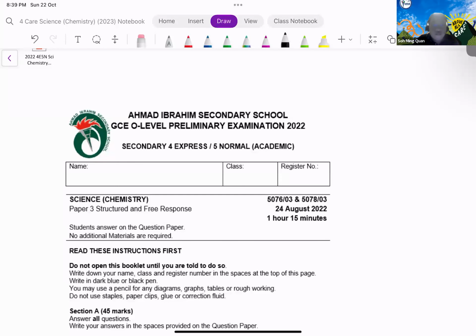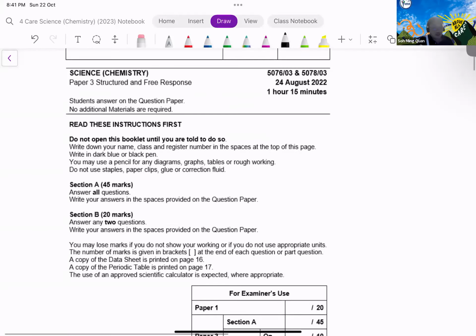Okay, so welcome back. We are reviewing the Ahmad Ibrahim Secondary School paper. Just ensure that you have the paper in front of you. As per yesterday, we will not be going through every single question, just selected questions to ensure that we know the concepts. Okay? I won't be going through every single question in the Ahmad Ibrahim paper, but I want to go through some in greater detail than others.